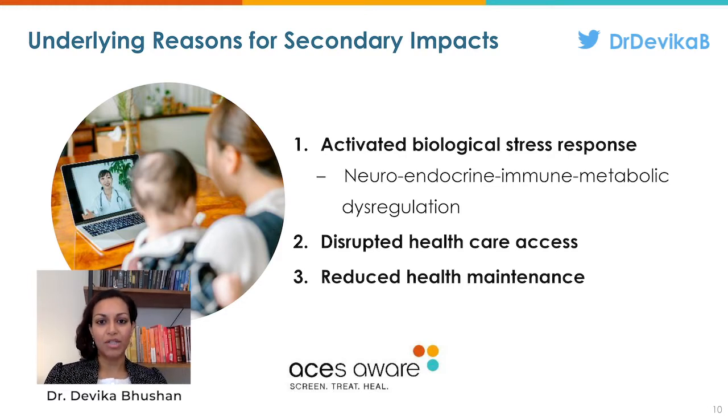This all represents a perfect storm for acute biological toxic stress activation. Acting through disruptions to neuroendocrine, immune, metabolic, and genetic regulatory systems, this can directly lead to stress-related morbidity and mortality. Hold that thought because we're going to come back to it.